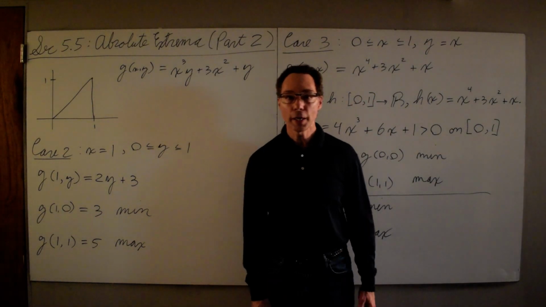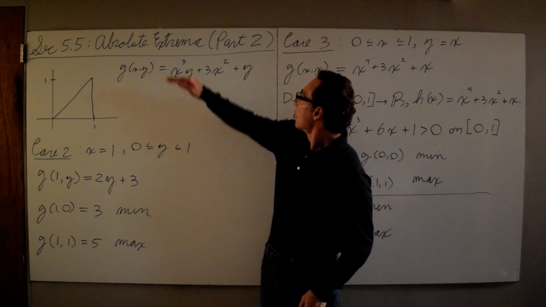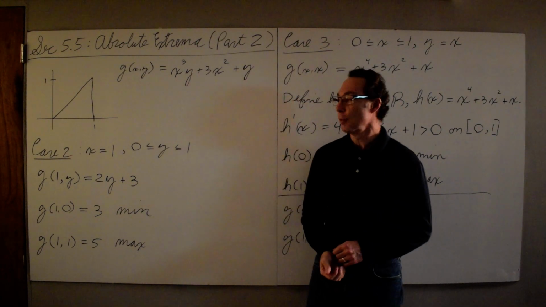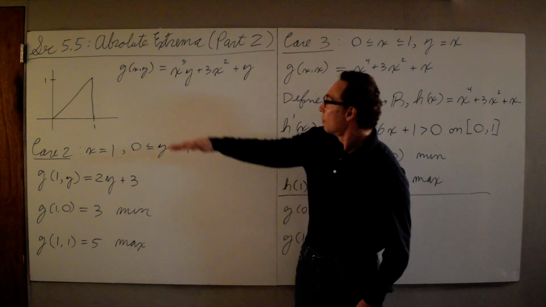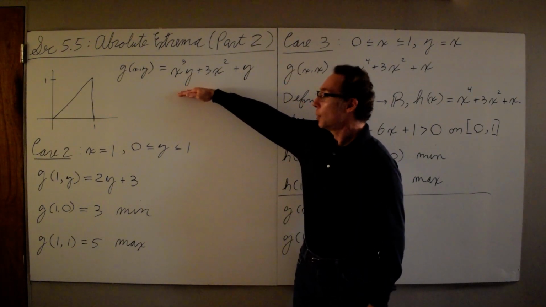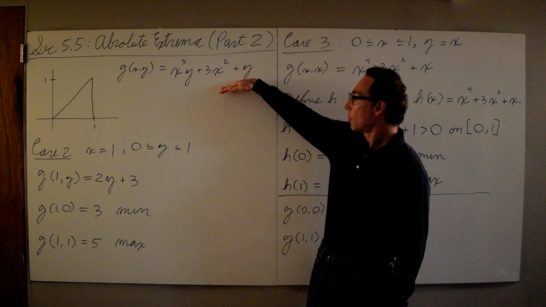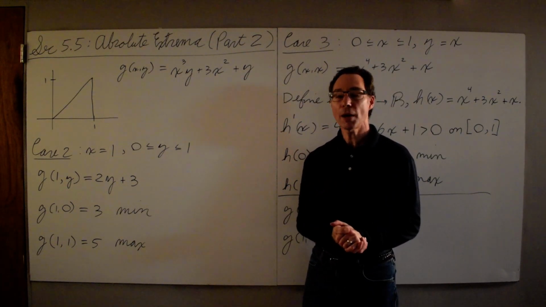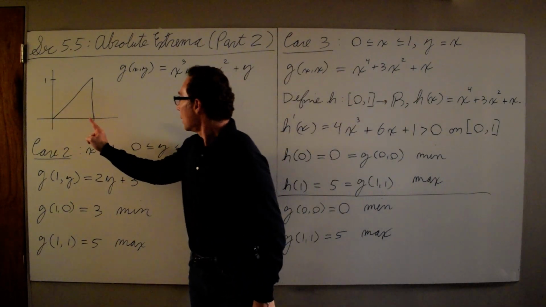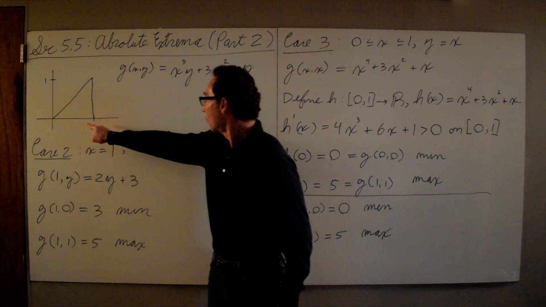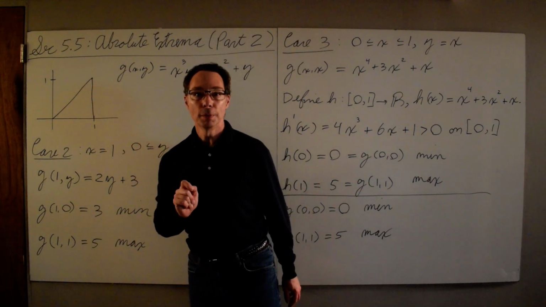This is the second video on section 5.5, absolute extrema. Here we're going to finish the example that we started in the previous video. Recall that our function g(x,y) is x cubed y plus 3x squared plus y. We want to find the maximum and minimum values of g on the region bounded by this triangle. And so we have (0,0), (1,0), and (1,1).